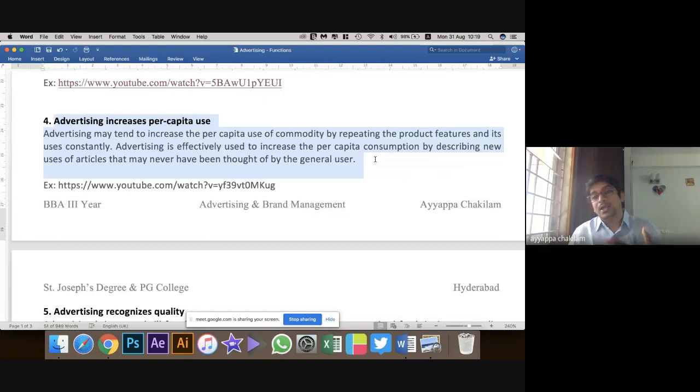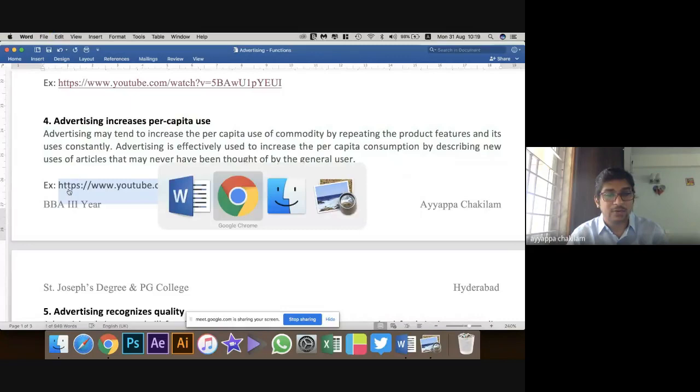And now what will the company do? They'll try to keep on adding new features to the existing product, saying the all new Lux soap, the all new Tide detergent with some extra lemon or some kind of thing added to the advertisement, so that the customers who are using the products will be compelled to use it again and again for some extra features that exist in the product. So let's see the ad that is related to this.